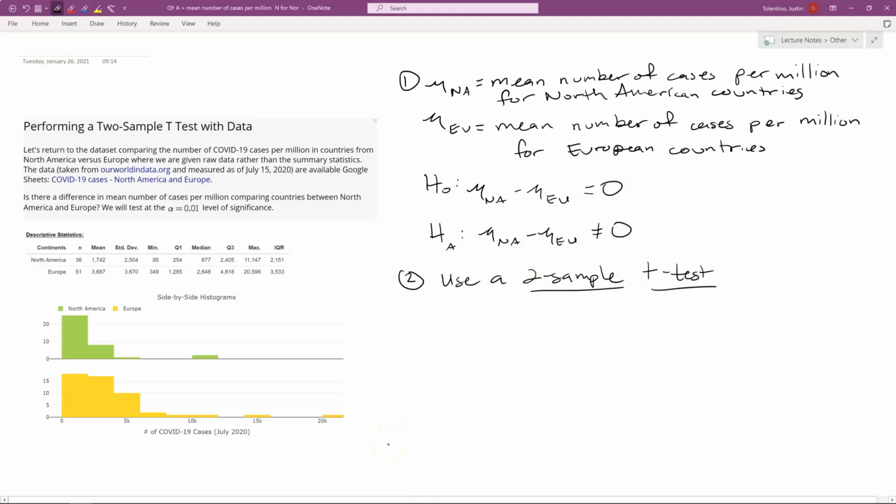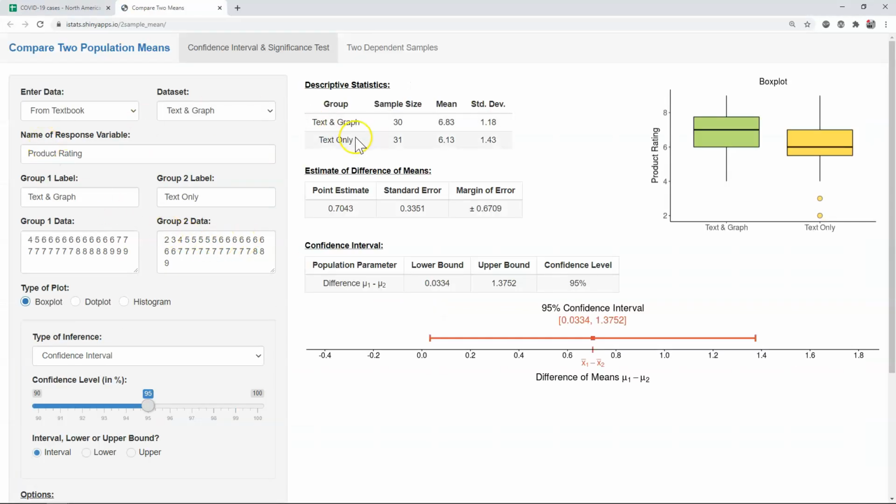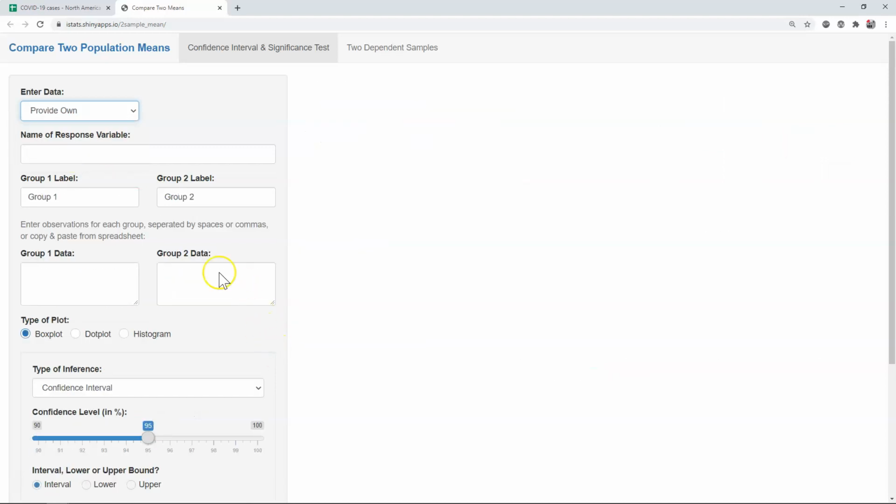So let's look at the process on how to complete this using a calculator. For Art of Stat, what we can do is look for the option to compare two different means since we have quantitative variables here. So let's look at Art of Stat. You'll find the option here, compare two means, that we will select. And we see that it pops up where we can now select enter data. We're going to provide our own data. We do have the summary statistics, but we have the actual data. So we will choose this one.